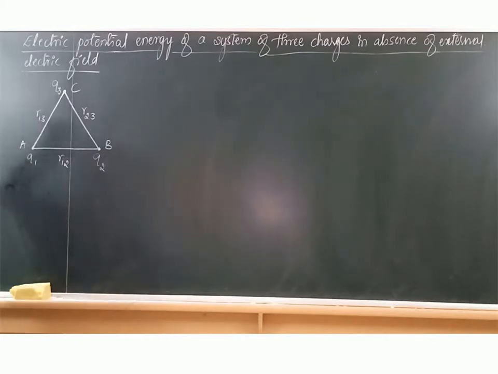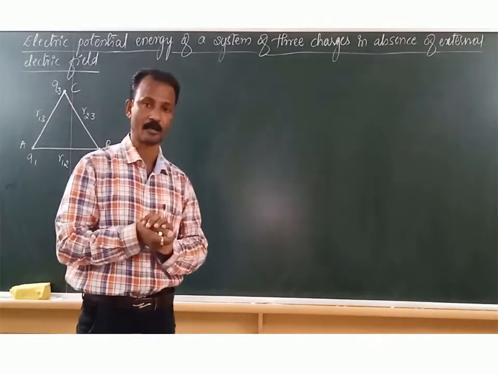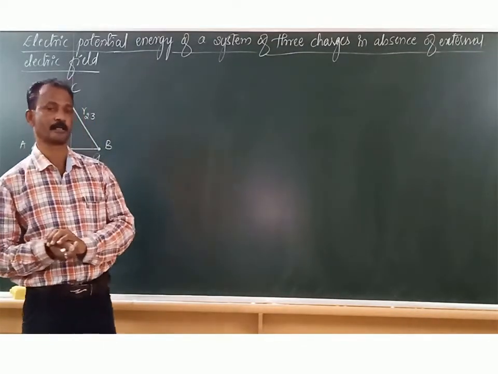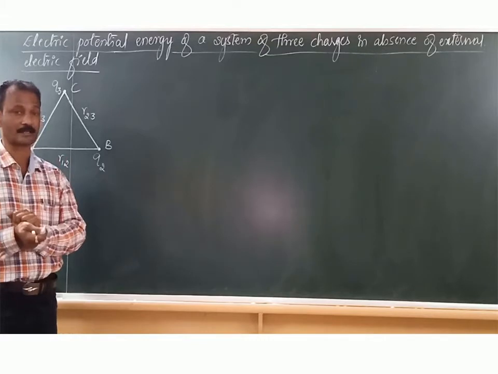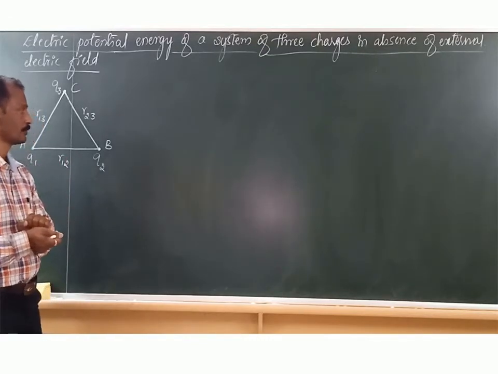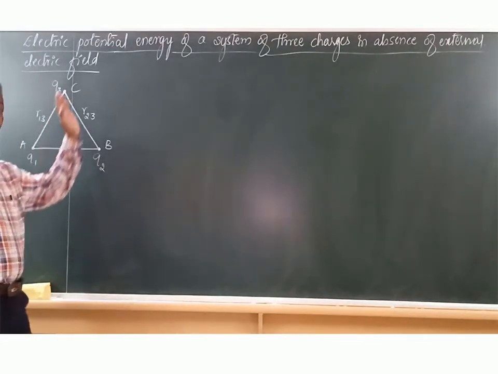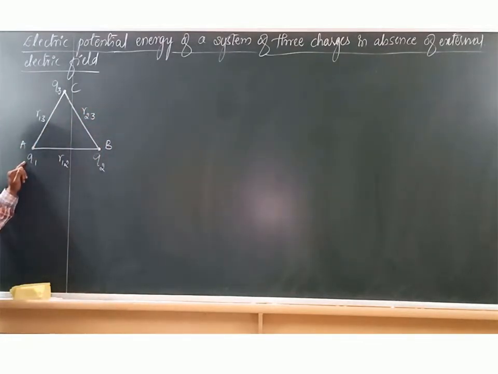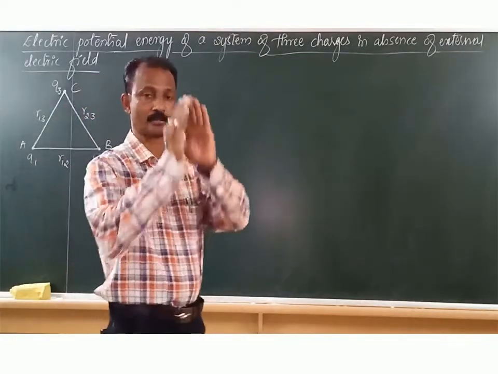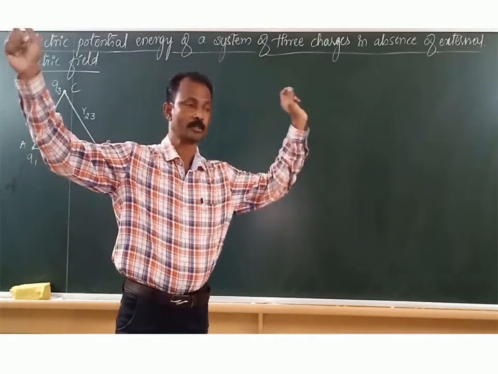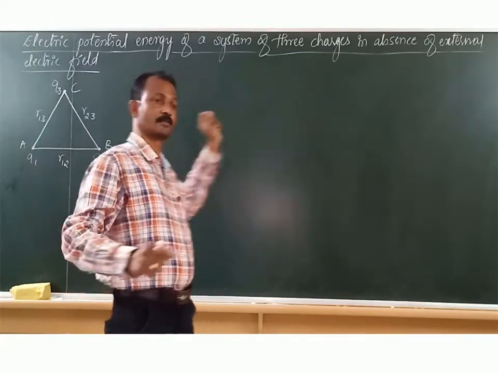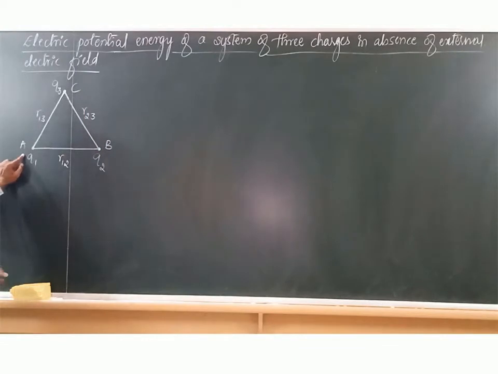To calculate the electric potential energy of the system of these three charges, first assume all three charges are at infinite distance apart. If the three charges are at infinite distance apart, there is no interaction between them, there is no force acting between the charges. Now, let the charge Q1 be brought from infinity to point A. When the three charges are at infinite distance, only one charge Q1 is brought from infinity and assembled at point A.